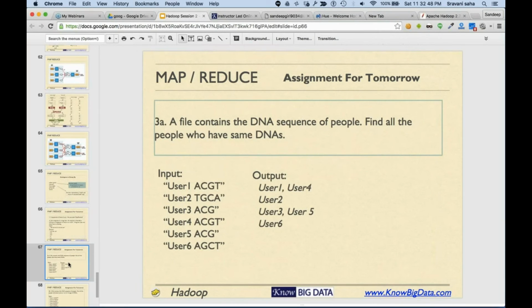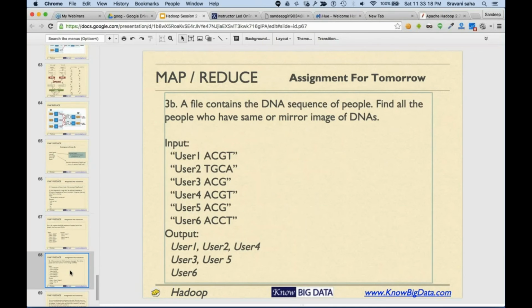All right, these are the two questions. Third is, let us say that you are given a text file which contains the login and the DNA of the person. You have to bring all those logins together, all those users together whose DNA is identical. You have to find people whose DNA is identical.